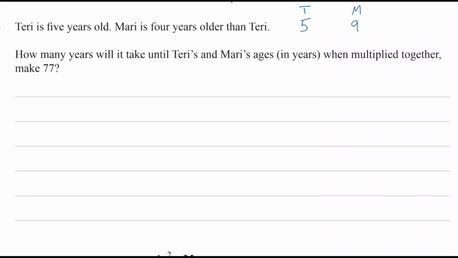How many years will it take until Teddy's and Mari's ages, when multiplied together, will make 77? Well, just looking at the numbers, I think 7 and 11, right? 7 times 11 will give 77, and they're 4 years apart, so it will take 2 years. So we're done.